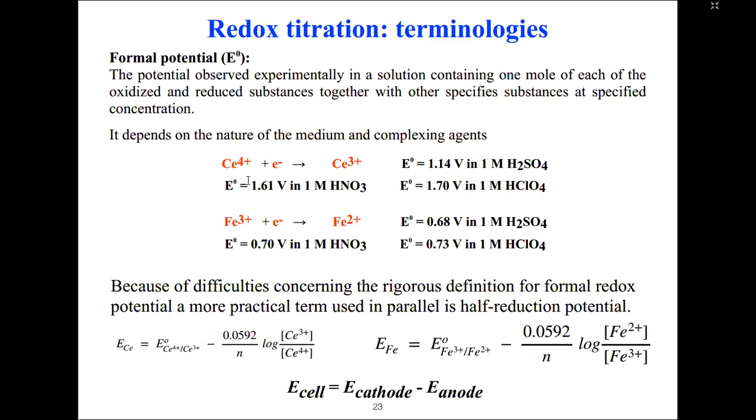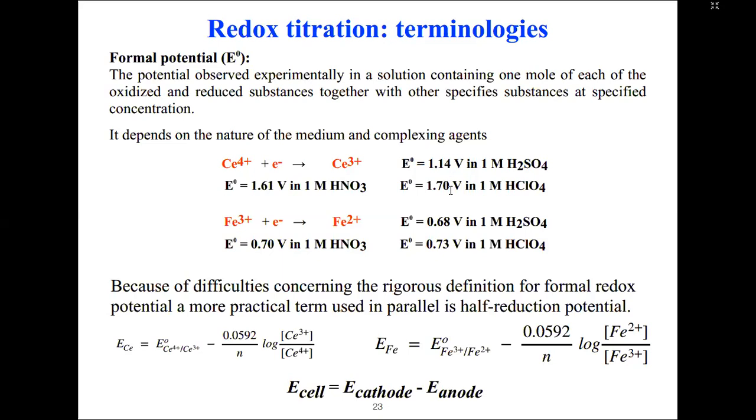Now let's look into the example. See, in these examples, this is the half reaction of the previous equation. Cerium 4 plus electron gives cerium 3 plus. This is the reduction half. So since the electron is involved, we can always go with the potential. So E naught for this reaction, okay, this is the reduction reaction, so this will be reduction potential, is 1.14 voltage if the solution is in 1 molar sulfuric acid. So if it is 1 molar sulfuric acid, then the same reaction is 1.14 voltage. However, if it is in 1 molar nitric acid, then it is 1.61. Look at the difference. The value of E naught has changed.